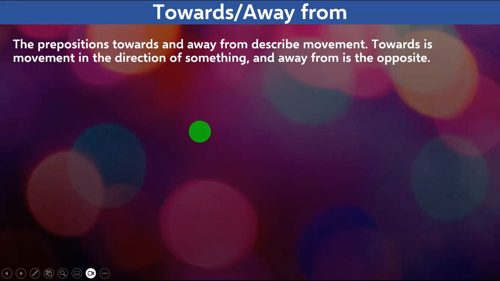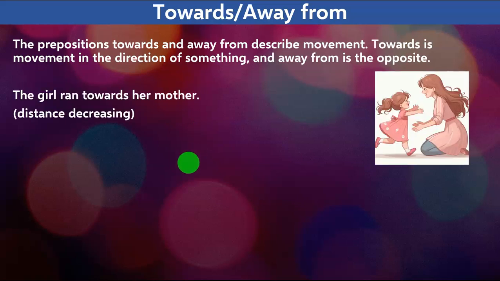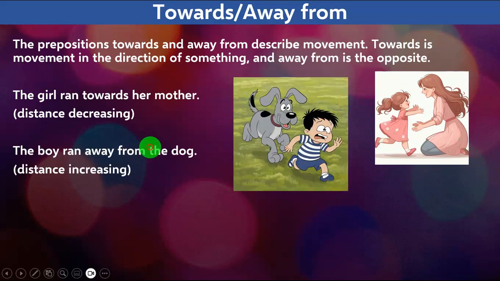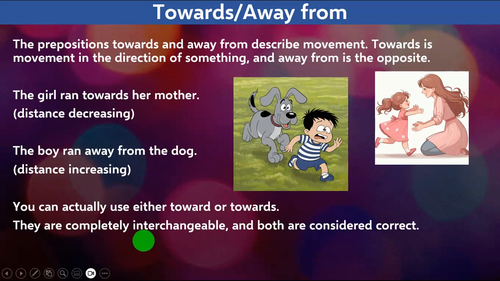Let's now look at towards and away from. The prepositions towards and away from describe movement. Towards is movement in the direction of something, and away from is the opposite. The girl ran towards her mother, which means the distance is decreasing. And the boy ran away from the dog, distance increasing, right? You can actually use either toward or towards. They are completely interchangeable and both are considered correct, right? So that is towards or away from. Let us now move on to the next one.